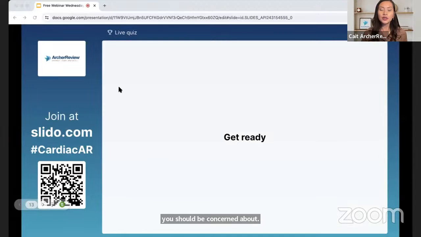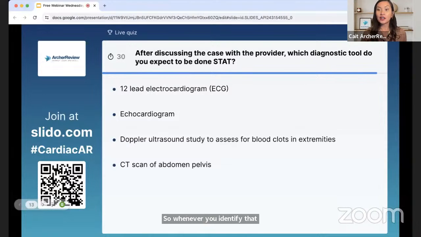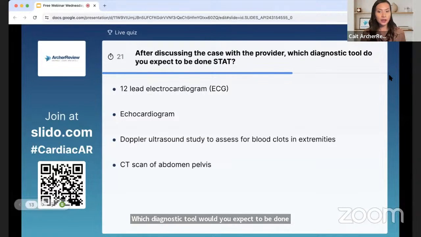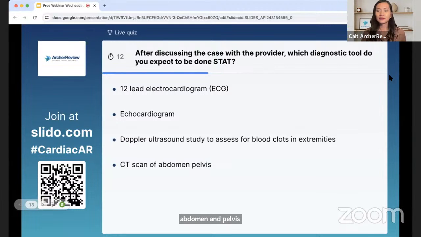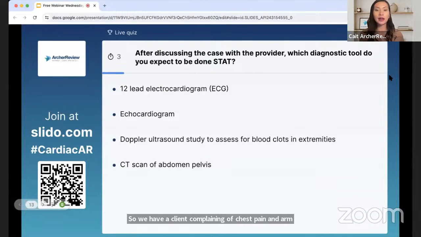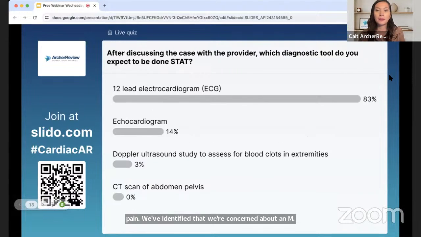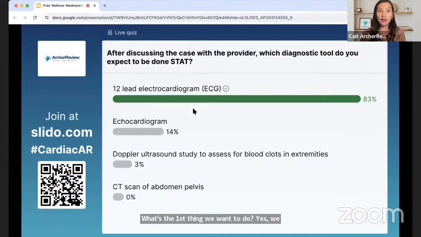Okay. So whenever you identify that, which diagnostic tool would you expect to be done stat? 12-lead ECG, an echocardiogram, a Doppler ultrasound to assess for blood clots, or a CT scan of the abdomen and pelvis. So we have a client complaining of chest pain and arm pain. We've identified that we're concerned about an MI. What's the first thing we want to do? Yes, we want to be doing that 12-lead ECG.